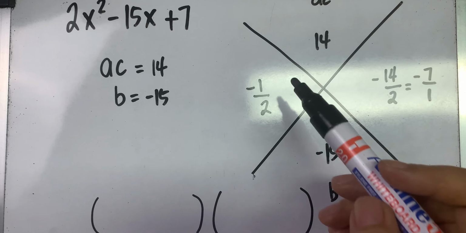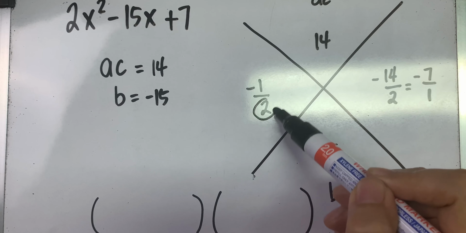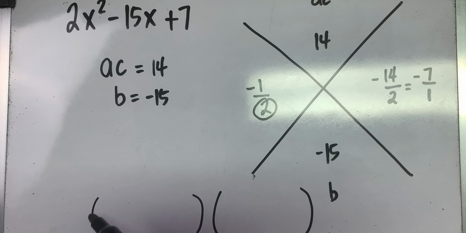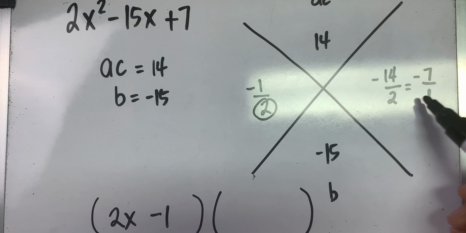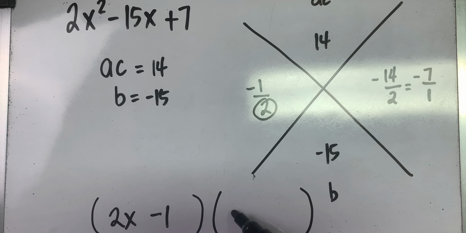So, ang factors natin, again, itong number na to na nasa ilalim, yan yung coefficient ng x. So, it's 2x. And then, just add negative 1. Ganun din sa kabila. 1x or simply x. And then, add negative 7.